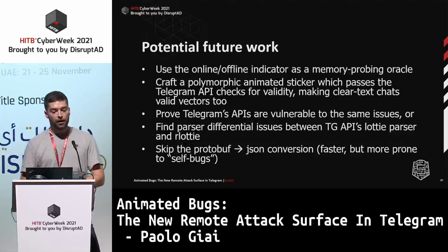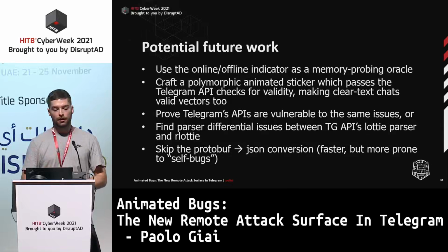Or we can craft, for example, a polymorphic animated sticker which passes the Telegram API checks for validity, making clear text chats valid vectors too, because every time you create a sticker set, the sticker you want to add to the set is actually tested in the case of animated stickers. So maybe there is a way to create a malicious animated sticker which doesn't create problems on the Telegram API side, but creates problems on the specific client.